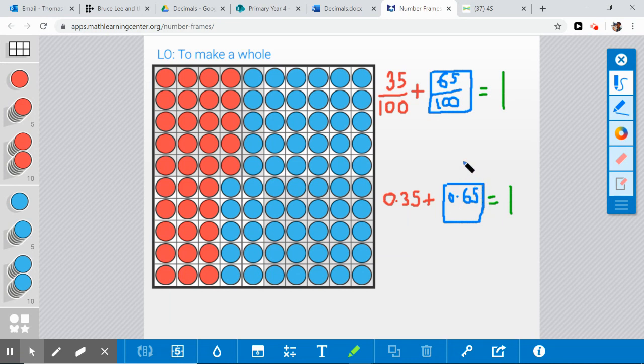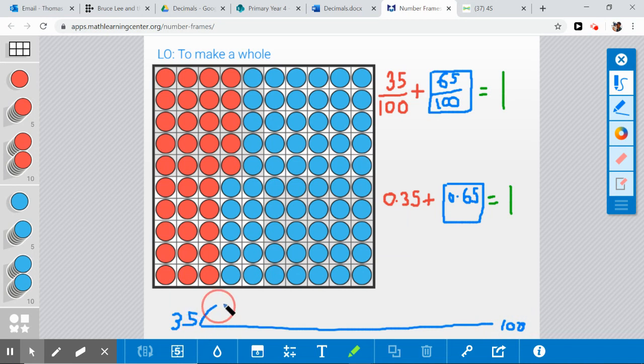Because we're looking at hundredths, what you can do is use your number bonds to 100. So here we had 35. So what do you need to add to 35 to make 100? You need to add 65. What you could do in your head, you could do a little number line like this. So 100 would go here.